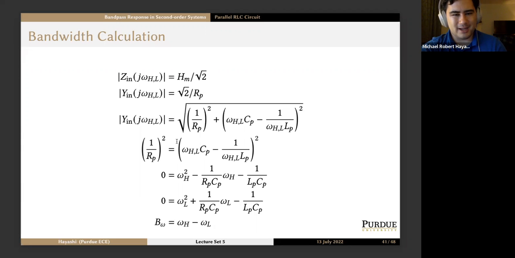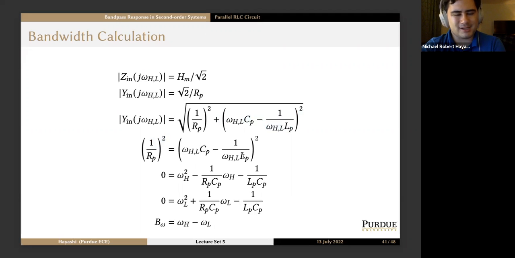So we'll go ahead and say, okay, by squaring, we'll get 2 over R_P quantity squared equals 1 over R_P quantity squared plus something else. The only way you could get 2 of something equals 1 of something plus another thing is if the other thing is equal to 1 of something. So 1 of something being 1 over R_P quantity squared equals this part right here. So we'll get quantity omega H comma L C sub P minus 1 over omega H comma L L sub P, quantity squared.